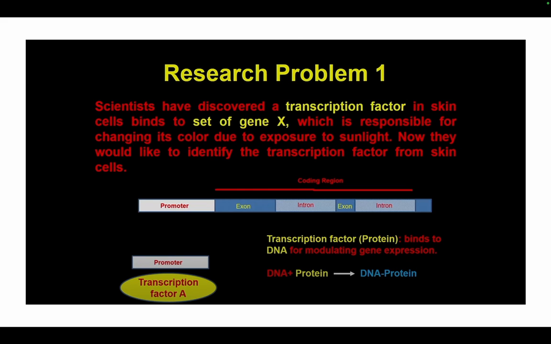Okay, we'll discuss this problem. I think it's more interesting. We have discovered a transcription factor that binds to gene X. Now they want to find the identity of this transcription factor. So how can we find this? You may have heard of techniques like ChIP.